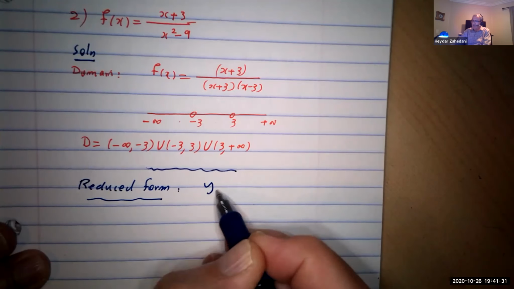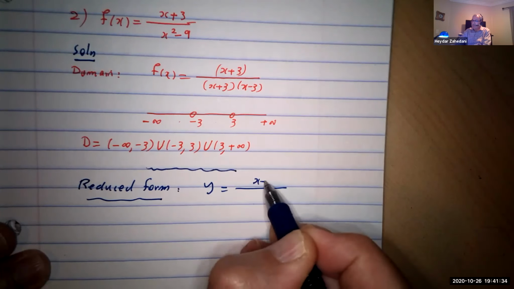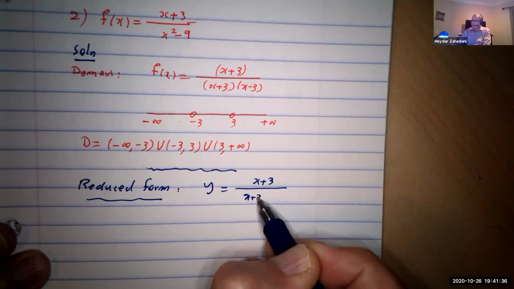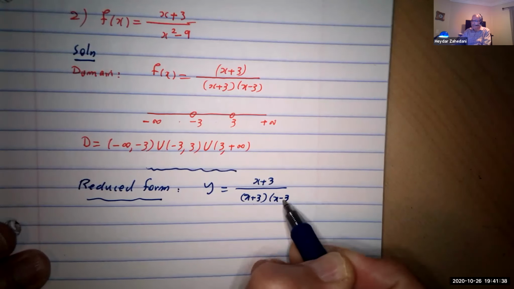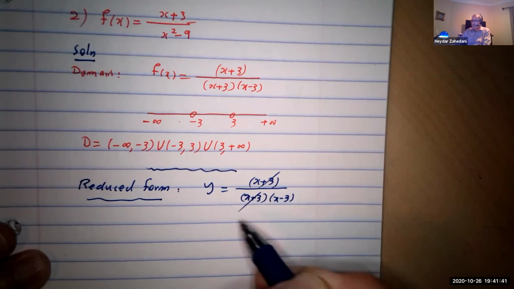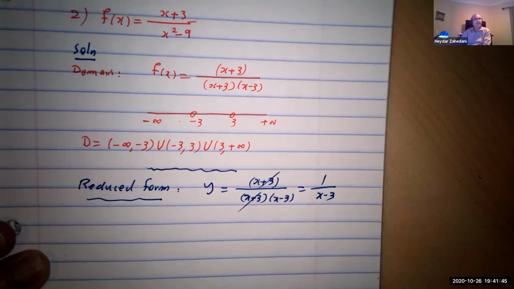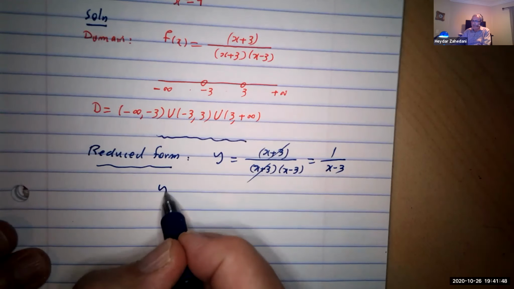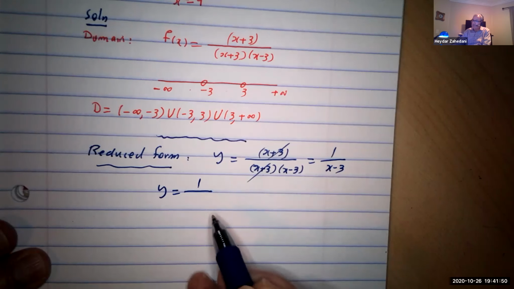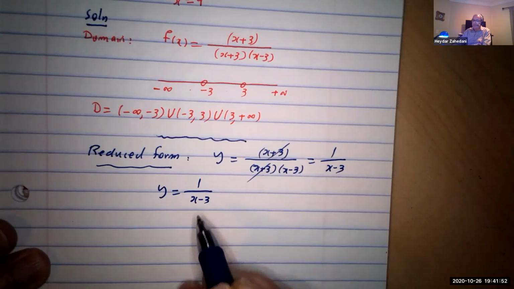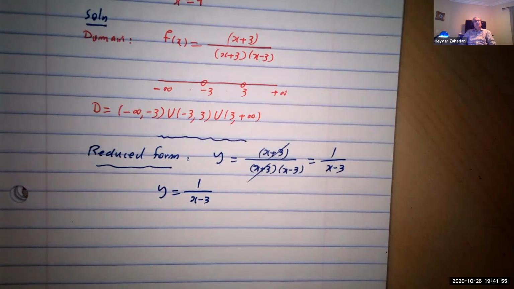Yes, this is it. We call it y. It's x plus 3 over x plus 3 times x minus 3. You see, the common factor cancels out, so that gives an easy function to graph. So your function from now on is going to be 1 over x minus 3. Okay, you must simplify it, but you have to simplify it at the proper time. The time is after the domain. Any question?